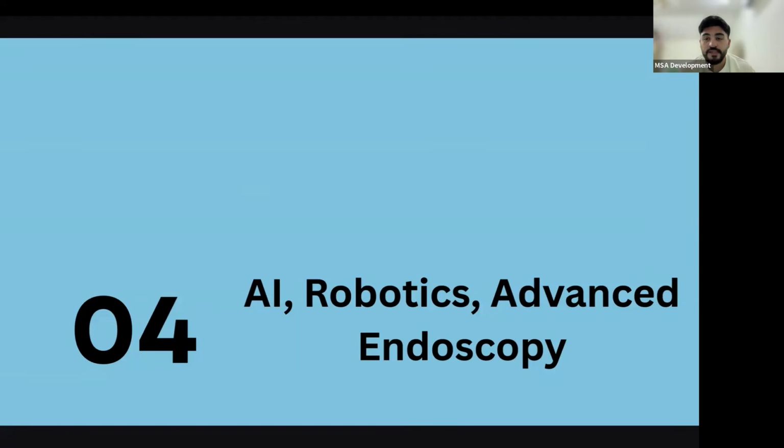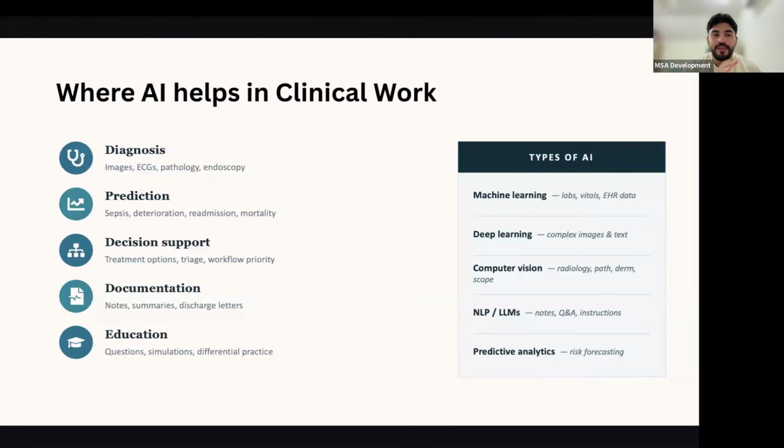Now we are moving to the easy parts, inshallah. AI, robotics, advanced endoscopy. I genuinely have no clue why you guys are taking this, but let's roll.